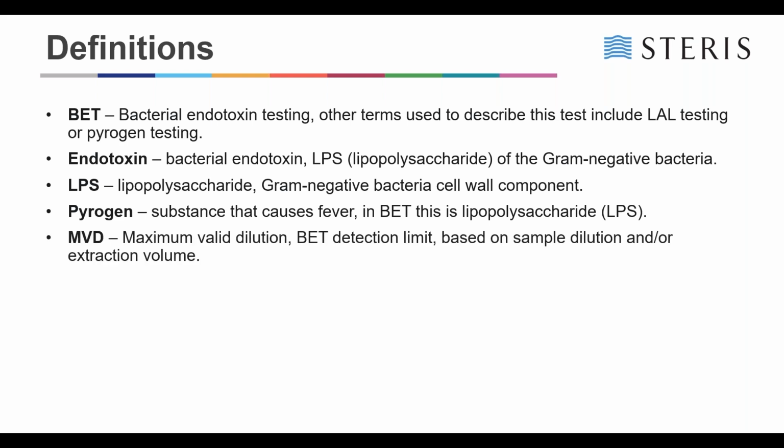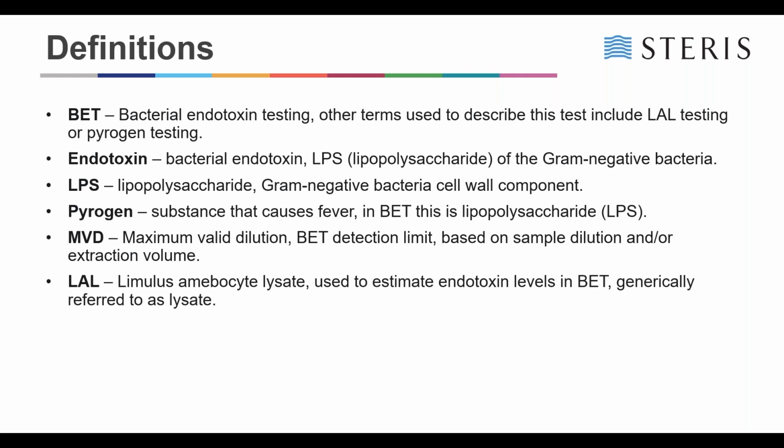The next component we have here is a concept of maximum valid dilution. This is the bacterial endotoxin detection limit and is based on either a sample dilution or the amount of extract volume that's used when testing products. LAL is our next term here. This is an acronym for limulus amoebocyte lysate. This is used to estimate the endotoxin levels in BET, and in generic terms, it's referred to as just lysate.